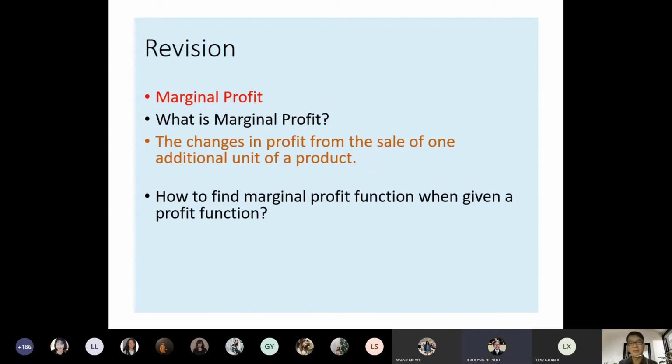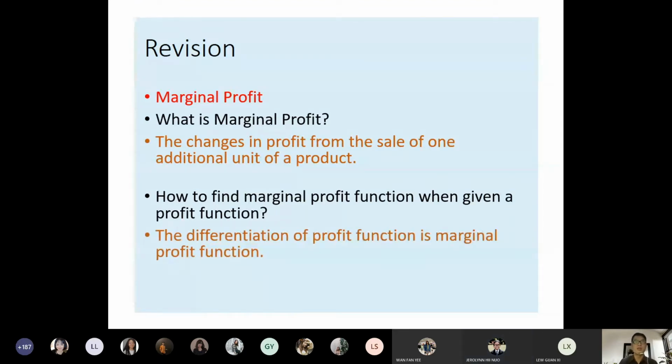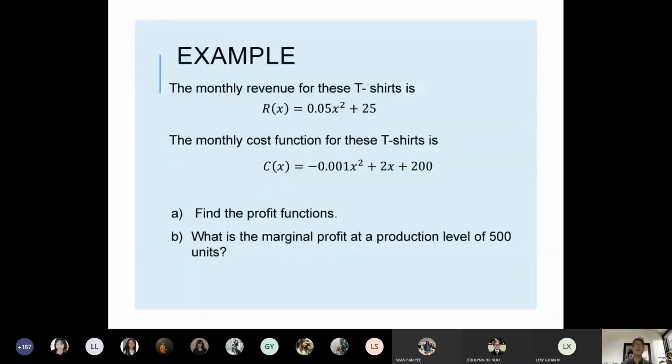Any suggestion? Differentiate the profit function. Okay, thank you. All right, yes, we differentiate. Actually these three are different when we discuss marginal, right? Marginal cost, marginal revenue, and marginal profit. These three concepts actually follow the same definition. Now let's use this example to understand further.